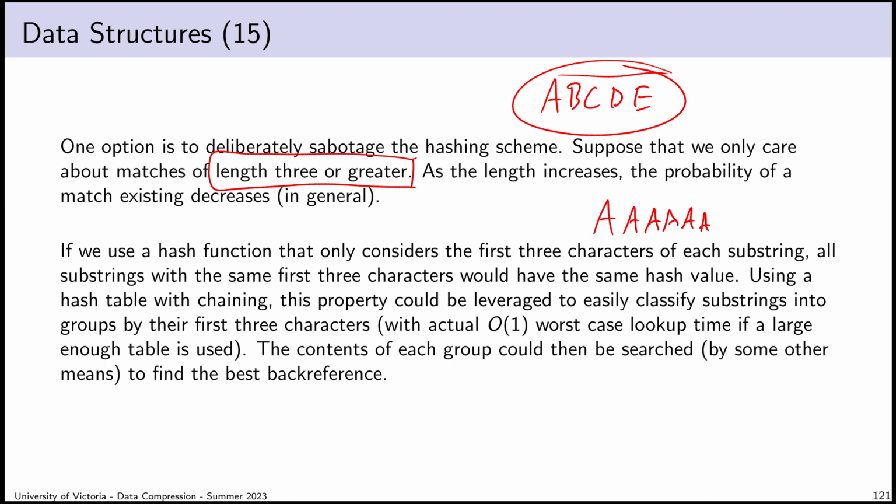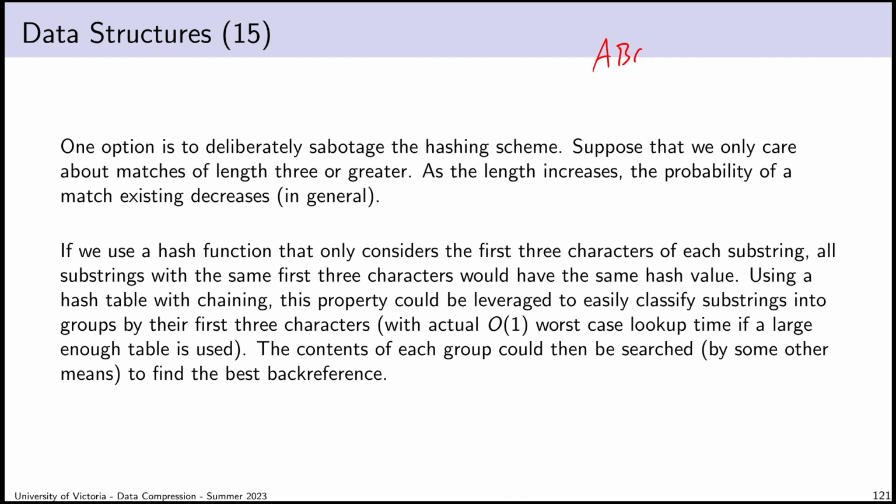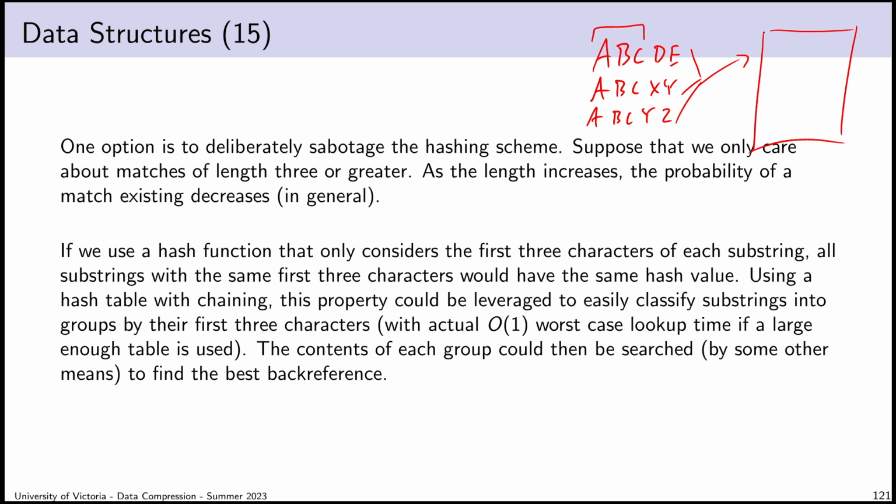So what I could do is design a hash function that only looks at the first 3 characters of the string. So ABCDE and ABCXY and ABCYZ: the hash function only looks at the first 3 characters, so all 3 of these things will go to the same entry of my hash table. If I use that deliberately bad hash function that only looks at the first 3 characters, all of the strings beginning with the same 3 characters go to the same entry of the hash table. Whereas, for example, if I have strings beginning with a different 3 characters, the hash function, if all goes well, would send them somewhere else.